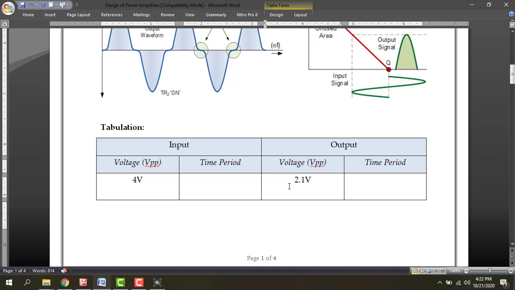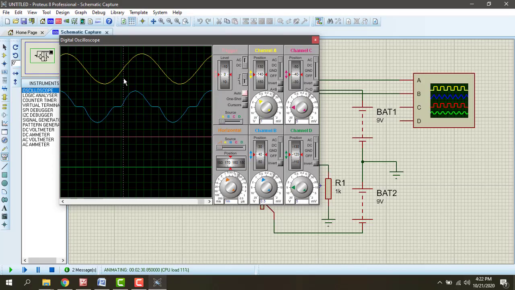If you measure with an ammeter, as well as connecting a power load to the circuit, it will drive. So the common collector configuration or emitter follower will not amplify the voltage, its voltage gain will always be less than 1. So input voltage is 4 volt, output voltage is 2.1 volt. Then we are going to measure the time period. So our time period is, here the complete positive cycle and negative cycle.